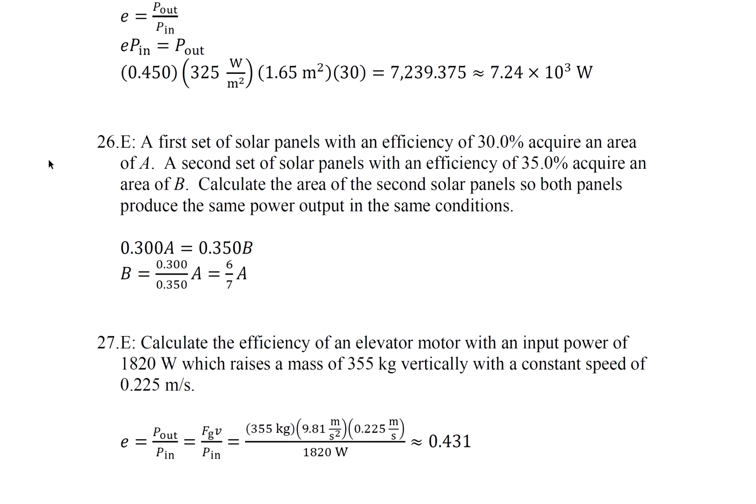Question 26. A first set of solar panels with an efficiency of 30% acquire an area of A. A second set of solar panels with an efficiency of 35% acquire an area B. Calculate the area of the second solar panels so both solar panels produce the same power output in the same conditions. So we should know that the answer is going to be less than 1. So 6/7, that's the ratio, because the second set of solar panels are more efficient.